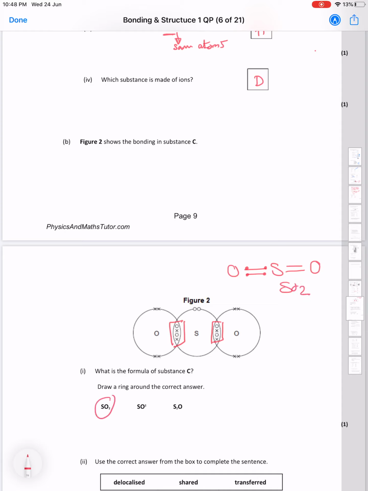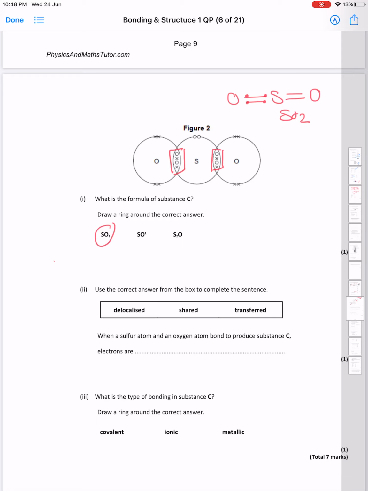And back to the other question. Use the correct answer from the box to complete the sentence. When a sulfur atom and an oxygen atom bond to produce C, electrons are not transferred, because this is not an ionic bond. They're not delocalized, they are shared. I'm choosing shared because this is the characteristic of covalent bonds. The type of bond here is covalent because those 2 electrons are shared.